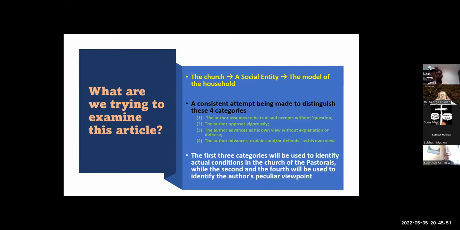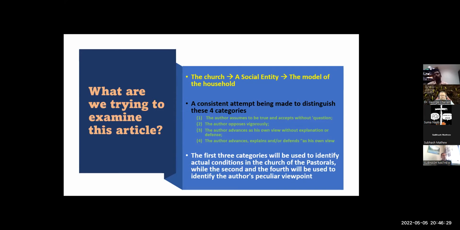So in this article, what are we trying to examine? The core theme is that the church is the plan of God. We belong to that kingdom. At the same time, the church is a social entity. So the model of the household is very important, because every structure in society, to exist, has to have an order, a structure, and we all know that.